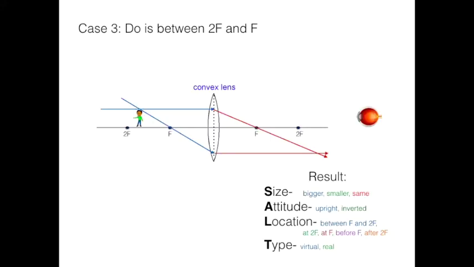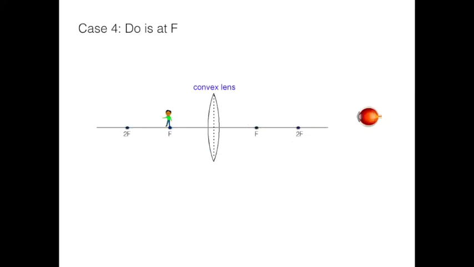And there we have the intersection of two lines. What type of image is being formed? It is a bigger type of image, inverted, after 2f, and the real type of image.